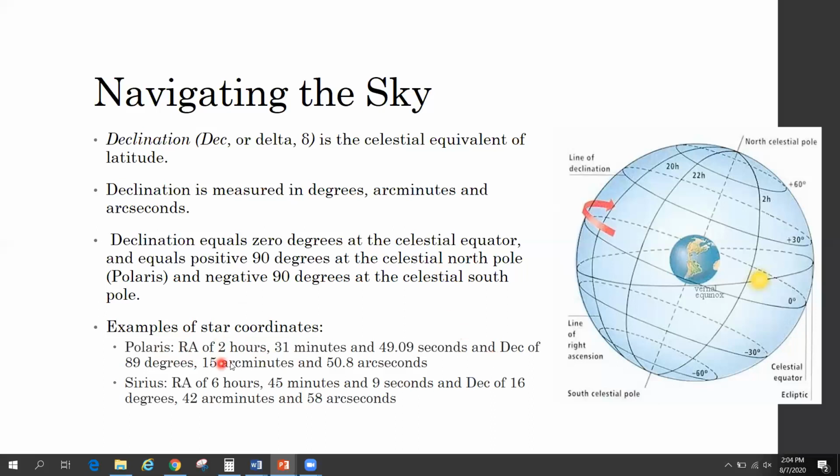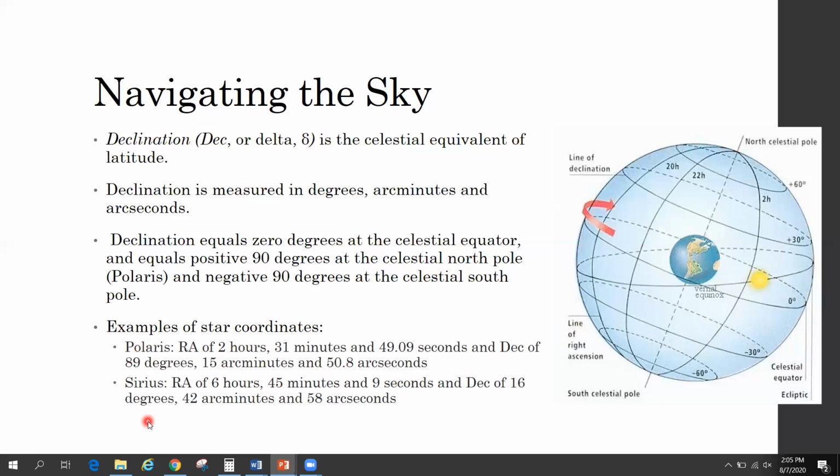And again, what that means is that it would be 2 hours of right ascension east from the celestial prime meridian. Its declination, like I said, is almost 90 degrees. It's 89 degrees, 15 arc minutes, and 50.8 arc seconds.